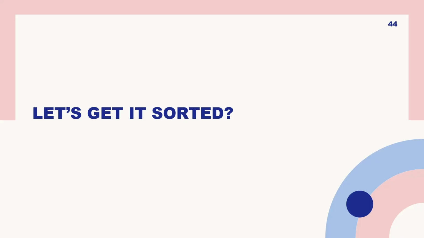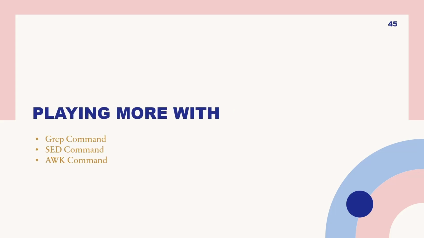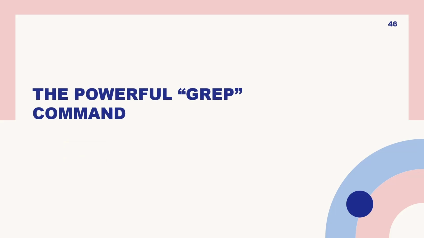Hi friends, in the earlier lecture you learned how you can sort data based on different types of patterns, whether they are words, text documents, or numbers, with the help of the sort command. So in this lecture we will learn about the three building blocks and three most powerful commands in Linux, which are grep, sed and awk. So let's start with the grep command.